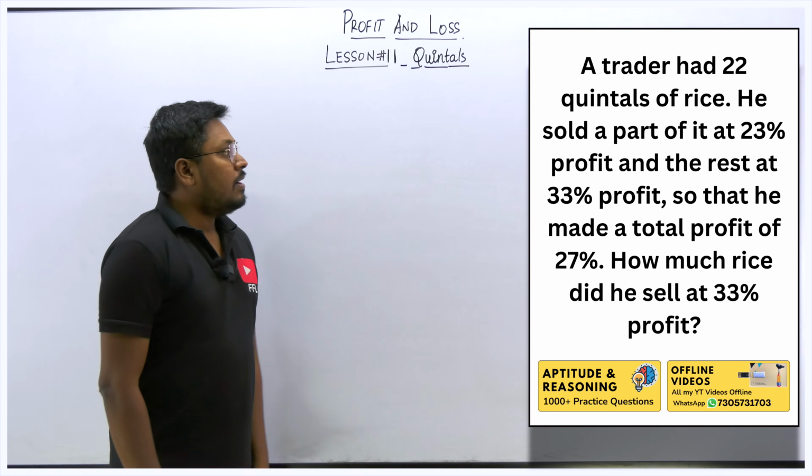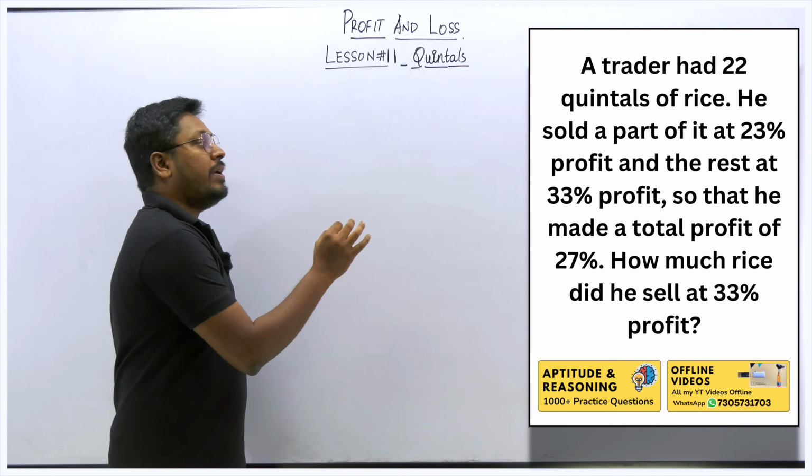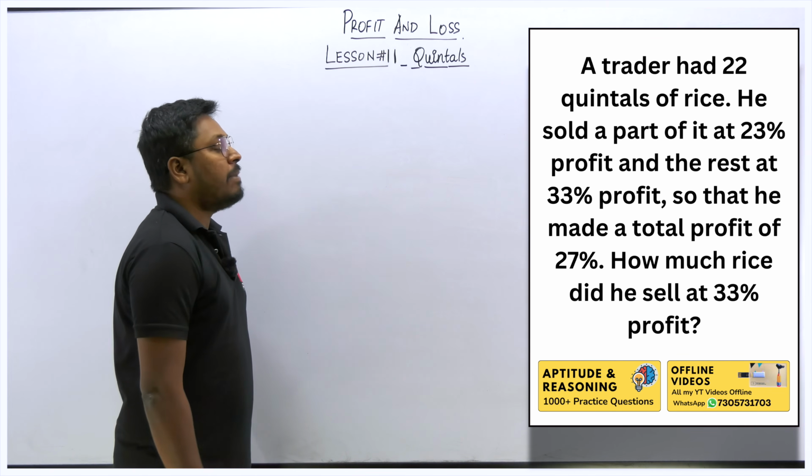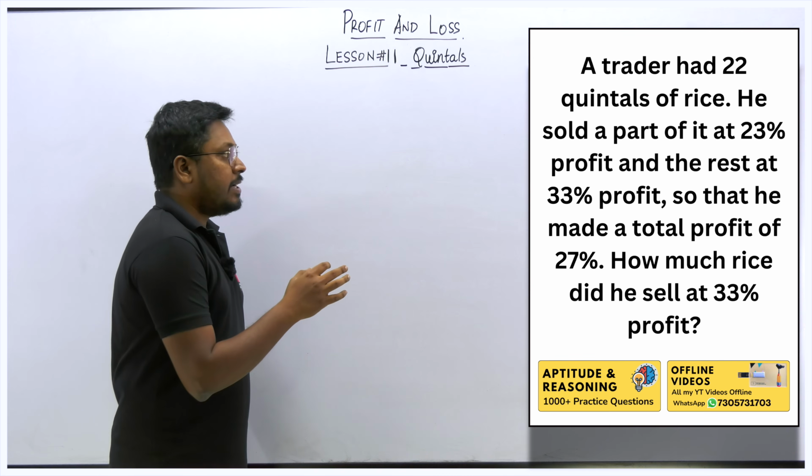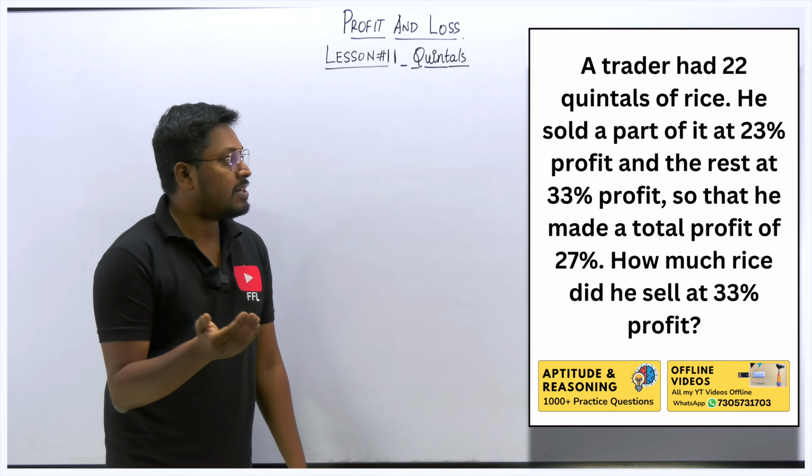Second question. A trader has 22 quintals of rice, he sold a part of it at 23% profit and the rest at 33% profit.